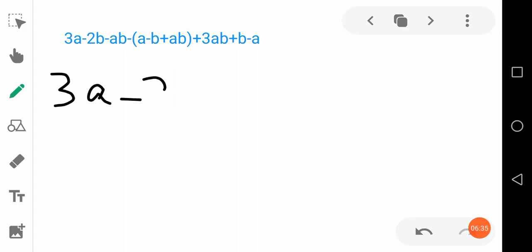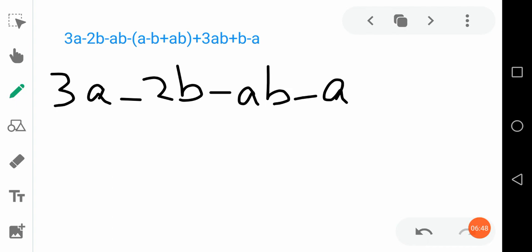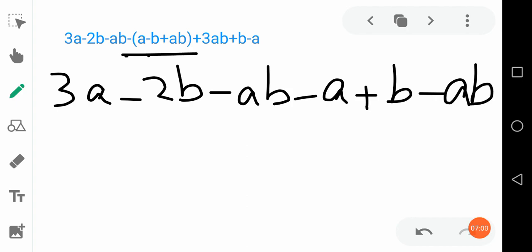3a minus 2b minus ab. Till there, no problem. Now comes the bracket. So before the bracket, what do you have? Negative. So you are going to open the bracket. So it will be negative a plus b. You know why it is plus b? Here negative, negative, negative, plus. So plus b, negative ab. Okay. So that's it. We open the bracket.